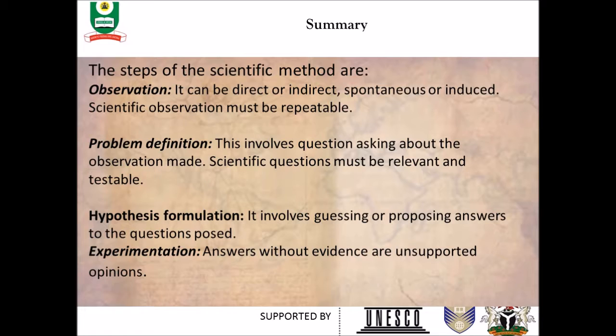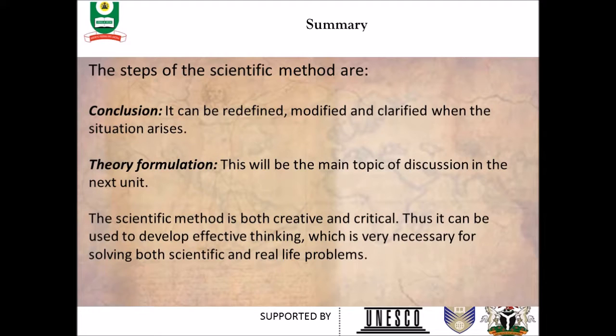For observation, we learned that it can be direct or indirect, spontaneous or induced, etc. Scientific observation must therefore be repeatable. For problem definition, it involves question asking about the observation made. A scientific question must be relevant and testable. Hypothesis formulation, however, involves guessing or proposing answers to the questions posed. In experimentation, we learned that answers without evidence are unsupported opinions. Thus, experimentation provides the necessary evidence for accepting or rejecting the proposed answer.